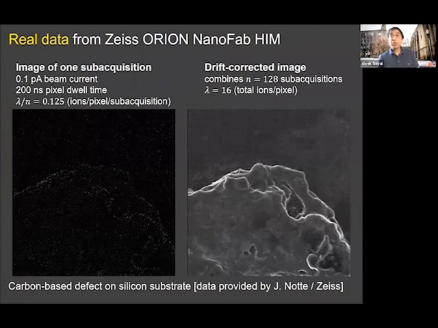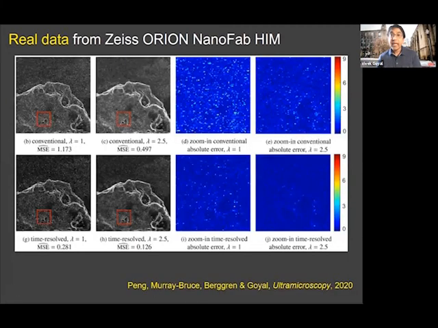John Noddy of Zeiss also provided us with data from an Orion nanofab helium-ion microscope. We have 128 sub-acquisitions, each with low dose of 1/8 of an ion per pixel. It's achieved with a 0.1 picoamp beam current and 200 nanosecond dwell time. So on the left is what we see from a single sub-acquisition. We're not expecting a single sub-acquisition to be enough to give an interesting image, but by our new processing of a collection of these kinds of sub-acquisitions, we want to have better imaging relative to the amount of damage to the sample.